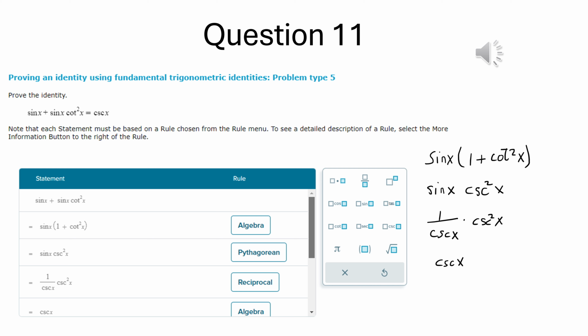Okay, on question 11, one more time you take the left hand side.